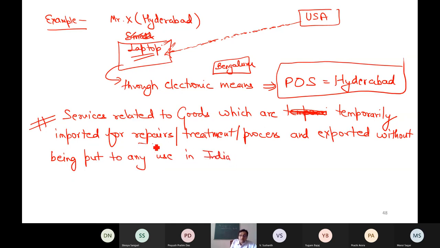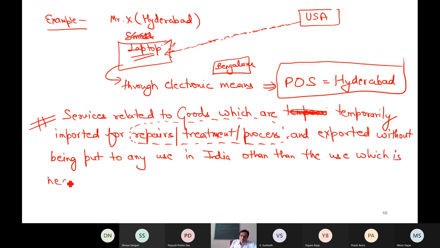However, of course, the use which is required for the treatment process is allowed, because that can be a part. For example, this machine is required to be checked before being exported, whether that repair is correct or not. So that use is out, but not other use. And exported without being put to any use in India, other than the use which is necessary for such repair, treatment, or process.